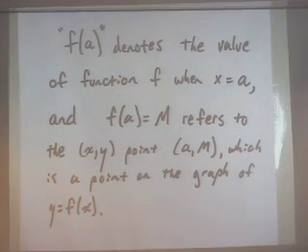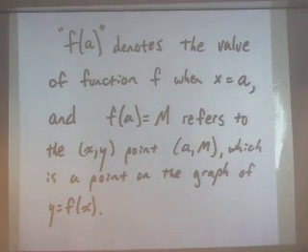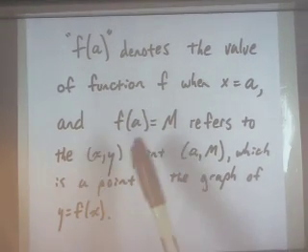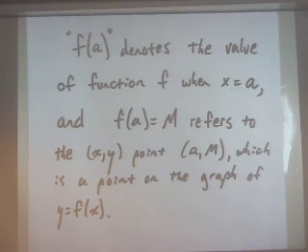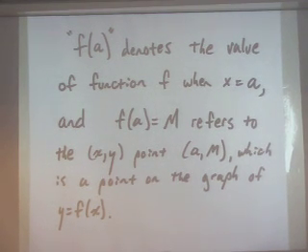Every calculus student should be familiar with this notation, f of a. It refers to a value of the function when x is a. So the notation f of a denotes the value of function f when x equals a. Thus, f of a equals m refers to the point a comma m, a being the x, m being the y, which is a point on the graph of the curve y equals f of x.